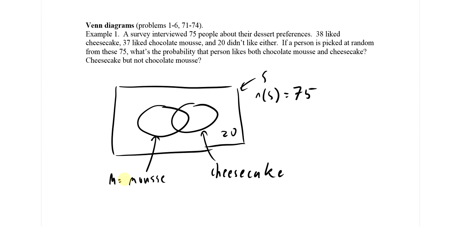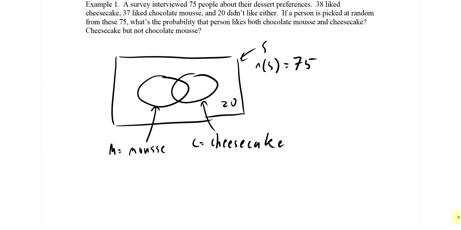So we'll call liking mousse M, liking cheesecake C. So to get a probability, we need to count how many people like, well, this or this or this. So addition principle just for counting: the number of things in M union C, so the number of people who like mousse or cheesecake, is the number of people who like mousse plus the number of people who like cheesecake minus the number of people who like both.